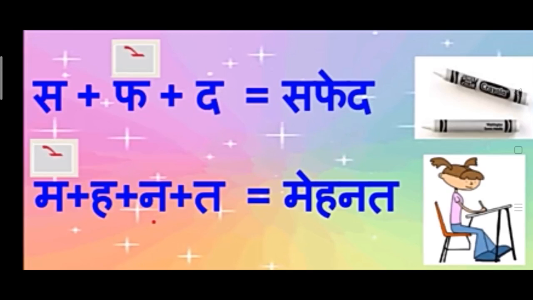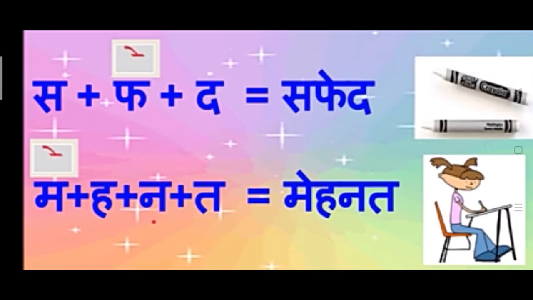We are going to see two more examples. Okay. First, Sa plus Fa, A ki matra plus Da. What is that? Safed. You can see above Fa one slanting line is there. Correct. That is A ki matra. Sa plus Fa, A ki matra plus Da. Safed. Okay. Second one, Ma, A ki matra plus Ha plus Na plus Ta. What is that? Mehanat. Above Ma you can see one slanting line. That is A ki matra. Correct.